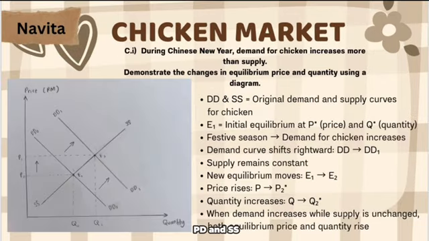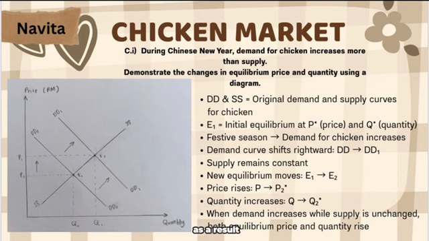DD and SS represent the original demand and supply curves for chicken. At the initial equilibrium point E1, the market price is P and the quantity traded is Q. During the festive season, demand for chicken increased. This shifts the demand curve to the right from DD to DD1, while supply remains constant.